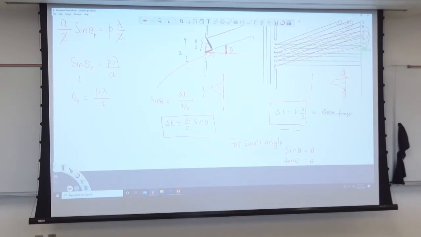Okay. So I want to know the angle formed by this dark fringe with this central line. So I want to know this angle, and I also want to know this distance: how far this dark pattern, the first dark one from the center, or the second one from the center. Okay. So how do I know that?